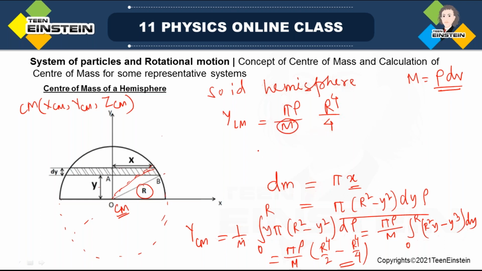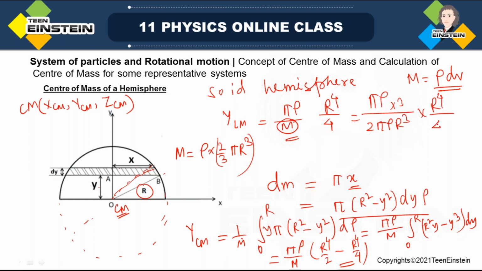Now look, what is this mass? This is actually half of the mass of a sphere. So what is the density of the sphere? This is rho, so it will be rho into the volume. We know the sphere volume is 4 by 3 pi r cube. This is half of that, so 2 by 3 pi r cube, this is the volume. So if we put this capital M over here, pi rho is already there, and you have 2 pi rho r cube, with 3 going up, and r to the power 4 in the numerator and 4 down.